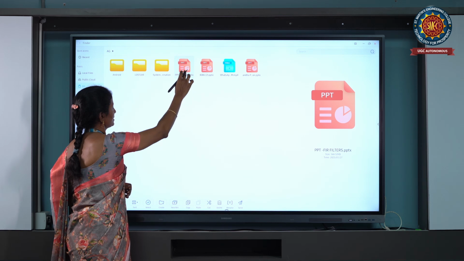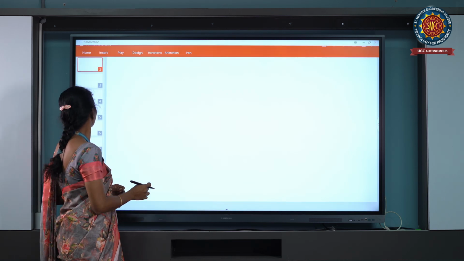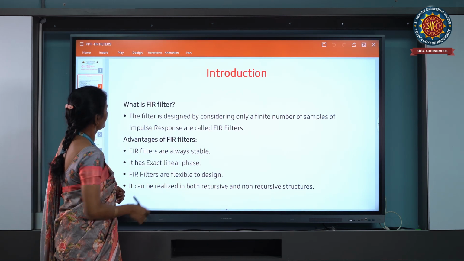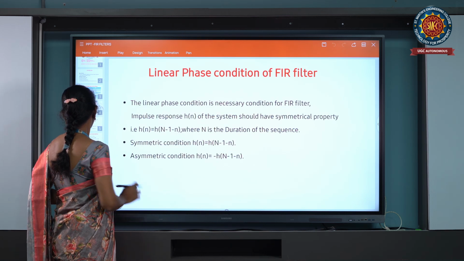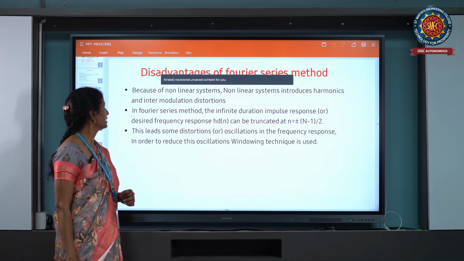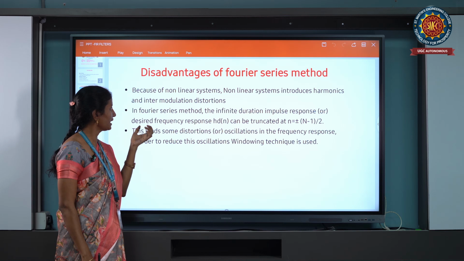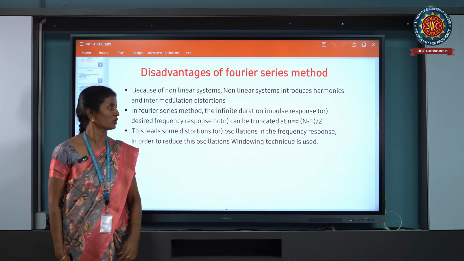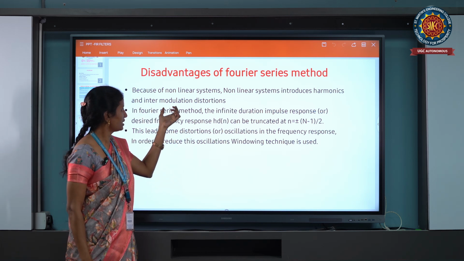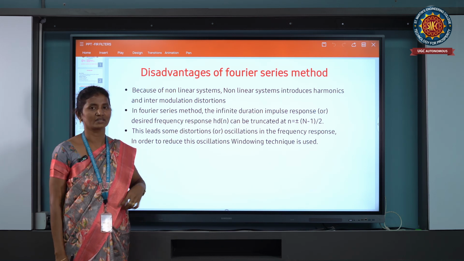The next topic is designing steps. Disadvantages of Fourier series method. Because of nonlinear systems, generally the systems are nonlinear in nature. The nonlinear system produces distortions and modulation. It introduces harmonics and intermodulation distortions.